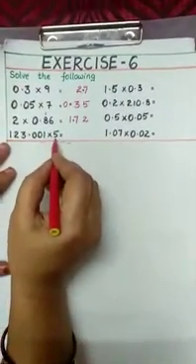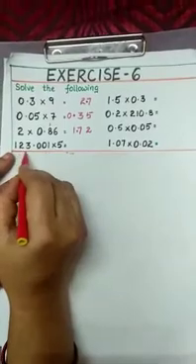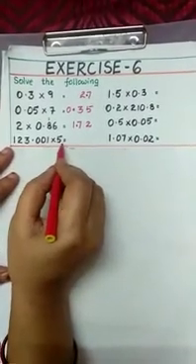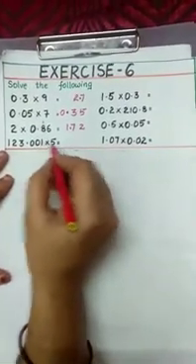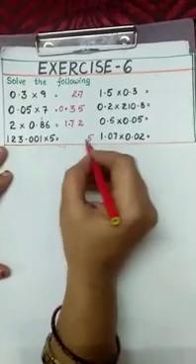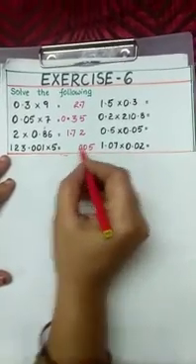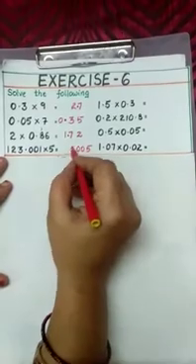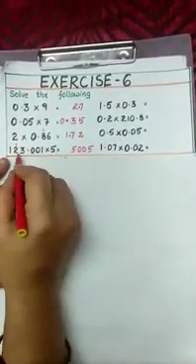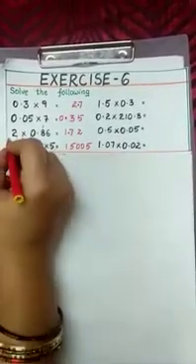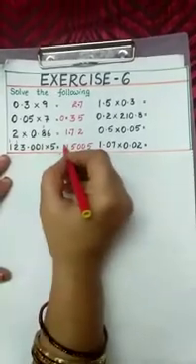123.001 into 5. So multiply 123001 and 5. Then we place the decimal. 5 ones are 5. 5 zeros 0. 5 zeros 0. 5 threes are 15. 5 carrying 1. 5 twos are 10 plus 1 is 11. 1 carrying 1. 5 ones are 5 plus 1 is 6.